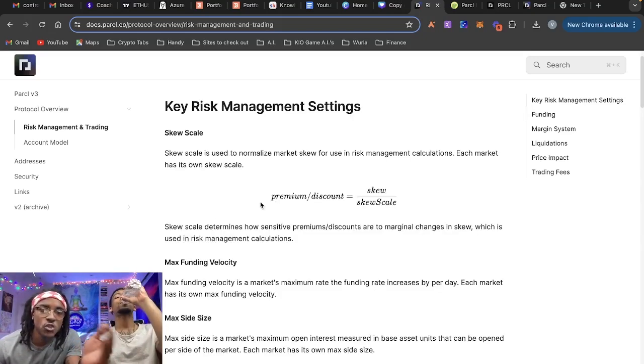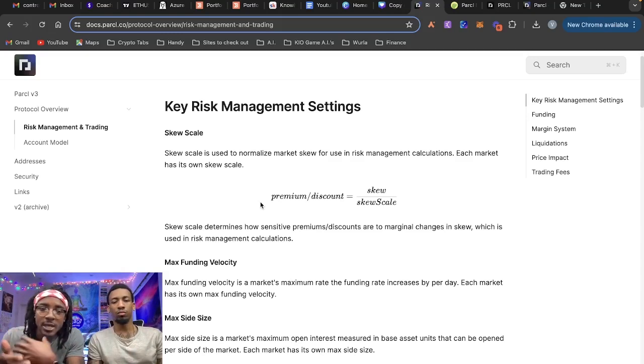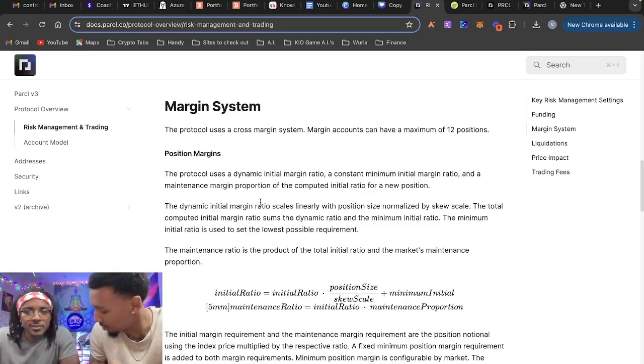So with the skew scale, I want to try to explain this very simply. They use a funding rate to determine the premium or discount in each market. And the funding rate is usually based on supply and demand for that particular market, as well as in the exchange.